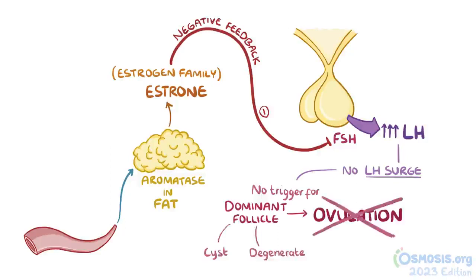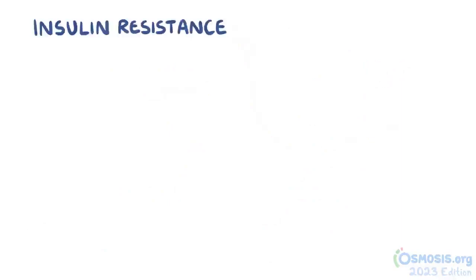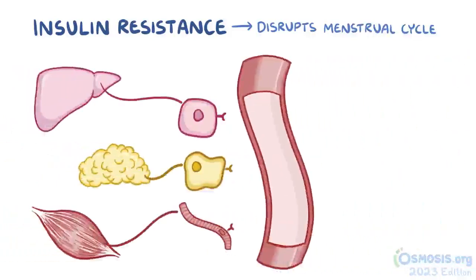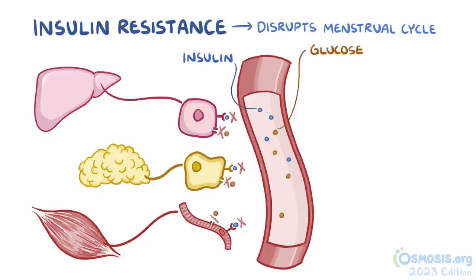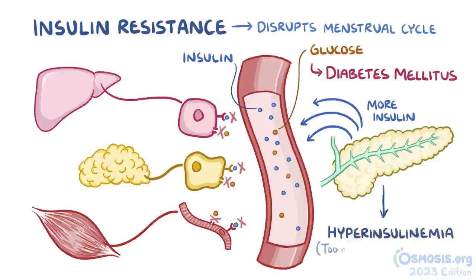Now, what causes the anterior pituitary to make so much LH is not well understood. But because the majority of those with polycystic ovarian syndrome have insulin resistance, it's thought that insulin resistance somehow disrupts the menstrual cycle. Insulin resistance happens when the cells in your liver, adipose tissue, and muscles become insensitive to insulin, and the cells become less willing to pull in glucose from the bloodstream, and this can develop into diabetes mellitus. Not one to give up, the persistent pancreas secretes more and more insulin until it can get those cells' attention. As a consequence, some people develop hyperinsulinemia, or too much insulin in the blood.